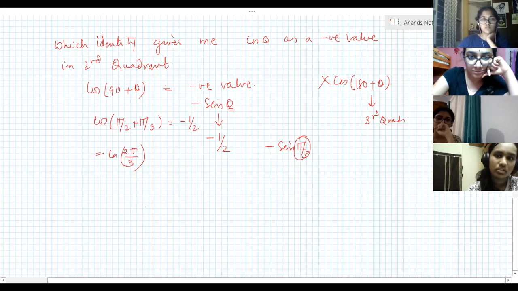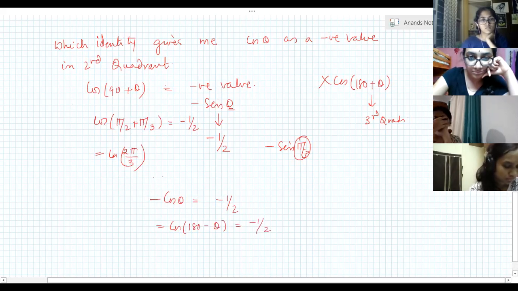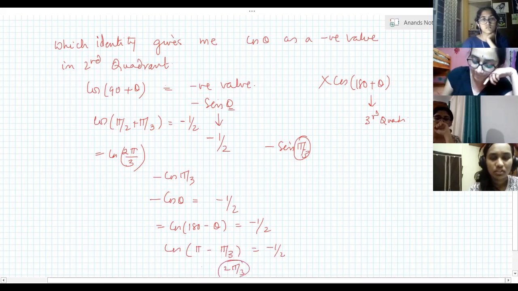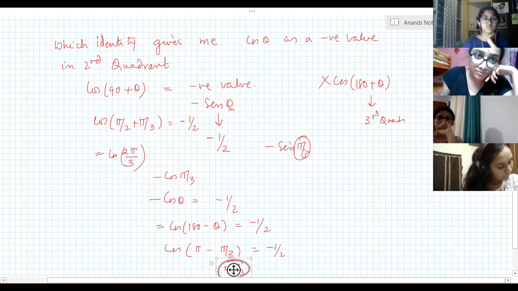This is another way, or simply the other way is minus cos theta is equal to minus half, or say cos of 180 minus theta is equal to minus half. You already got this as minus cos pi by 3. So cos of 180 is pi, pi minus pi by 3 is minus half, 2 pi by 3. You will get it once again. Both ways are fine. Are you following this, guys?